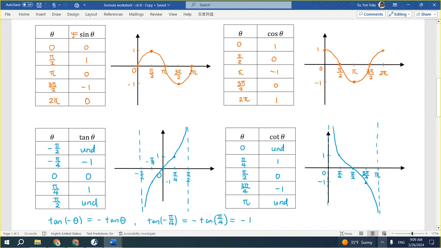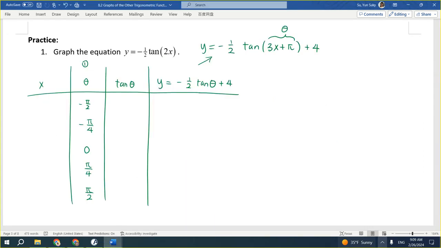You're going to memorize these. After you memorize these, when you draw any type of tangent graph, draw the table, and your theta and tangent theta columns will remain the same. So what are the tangent theta values?